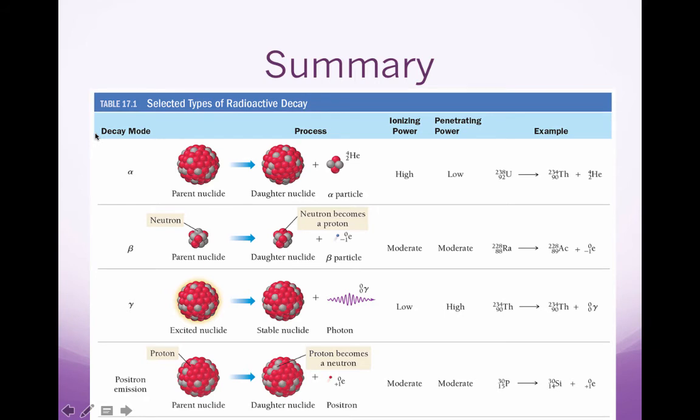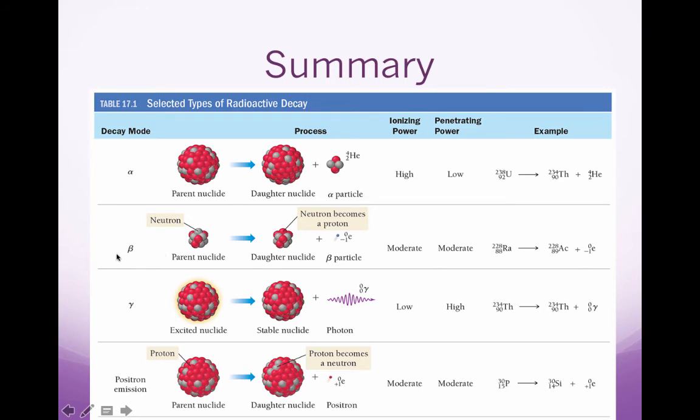So here's a summary of the 4 different types of decay that you need to know about. Let's just review really quick. Alpha decay, remember, is when a parent atom goes to a daughter atom and emits an alpha particle, which is helium-4. This has high ionizing power, which means it's very damaging to biological molecules and other molecules, but it has low penetrating power. Remember, it can't even get through a piece of paper. And then here's an example. So we have uranium going to thorium, emitting an alpha particle.